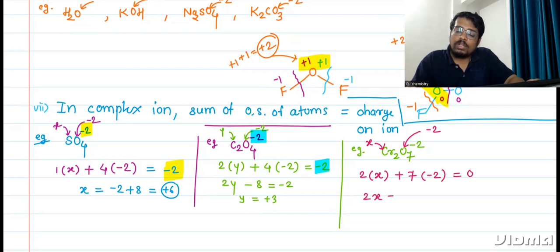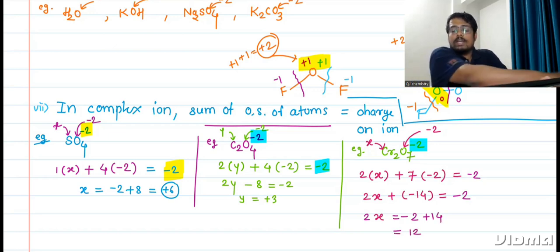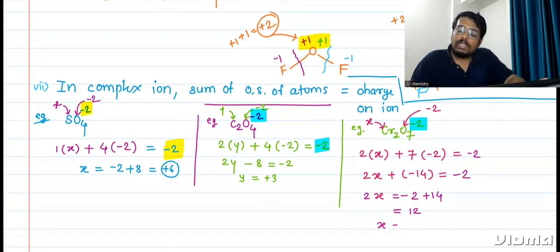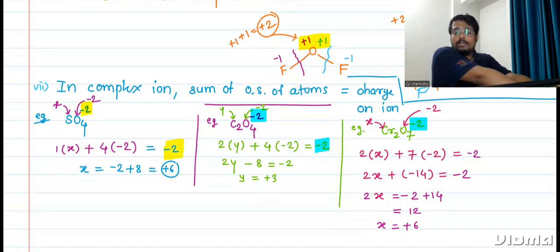So 2x plus -14 is equal to 0. X is equal to... wait, the total charge in this complex ion is not 0. What is the total charge? The total charge is -2, right? So 2x is equal to -2 plus 14, which is equal to 12. So what is the value of x? X is equal to 6, right? So the oxidation state of chromium is equal to +6 in dichromate ion.